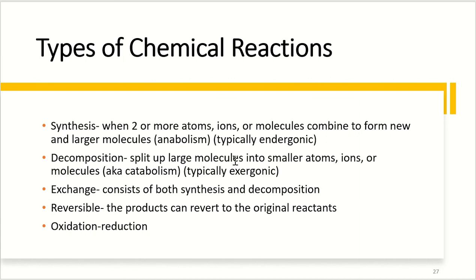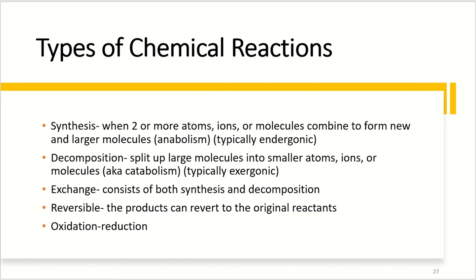Catabolism is the breaking down of things, or the splitting up, the decomposition. We then have an exchange reaction, and this is going to consist of both a synthesis and a decomposition. So basically, two components are going to break down and then rearrange and synthesize a new molecule. And then a reversible reaction is going to be where the product can be reverted to its original reactant, just depending on whether energy is added or taken away.